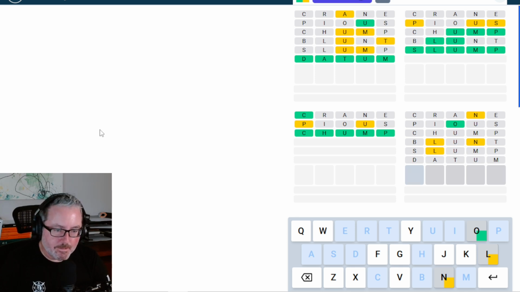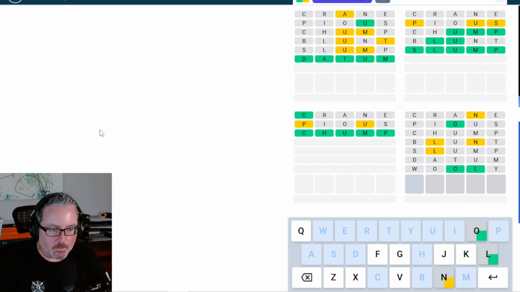So what are my options then? Now I could just do woolly. It's a throwaway word, but what it does, it'll check for the double O. It'll check another position for the L. It'll check for a possibility of a Y. And technically it'll check for a W. Because I don't have any other ideas here. I'm just going to hit that.